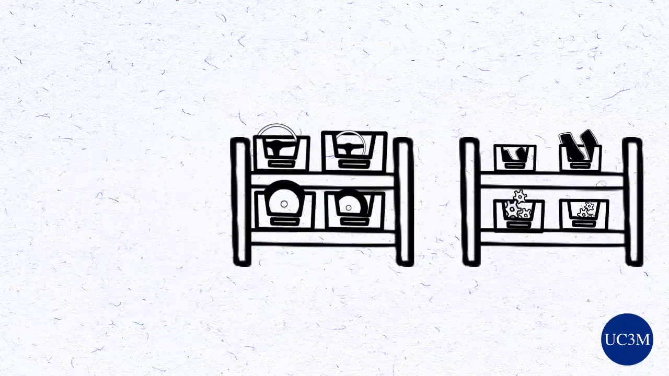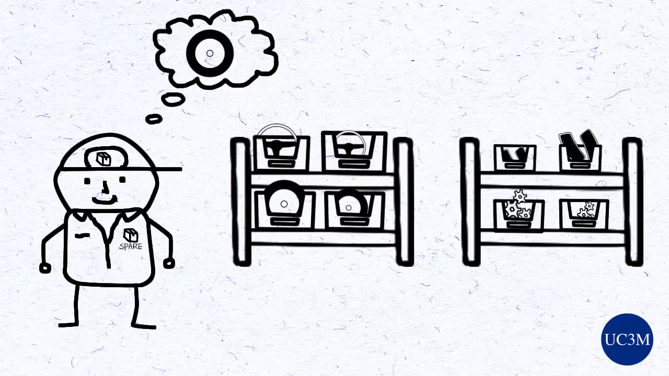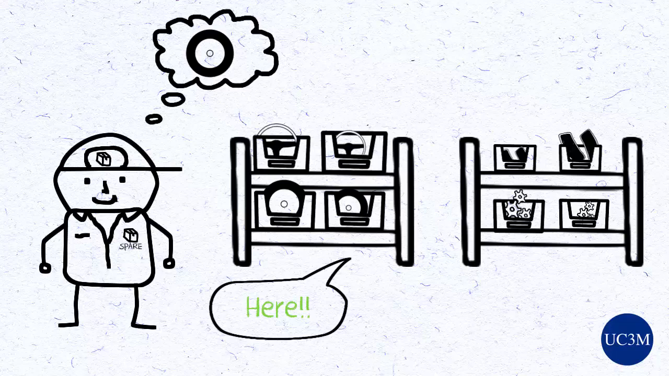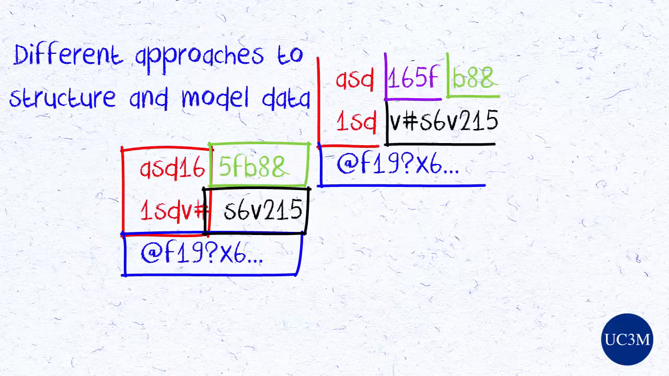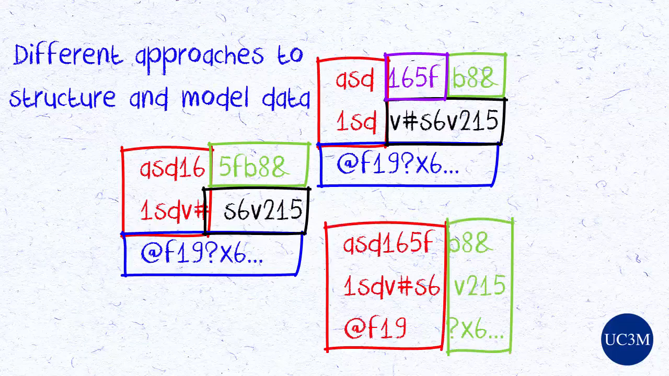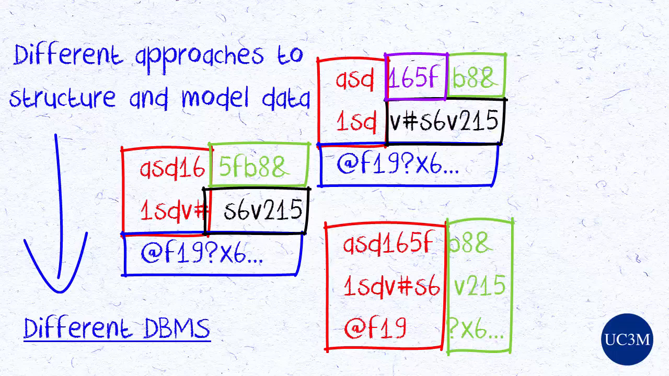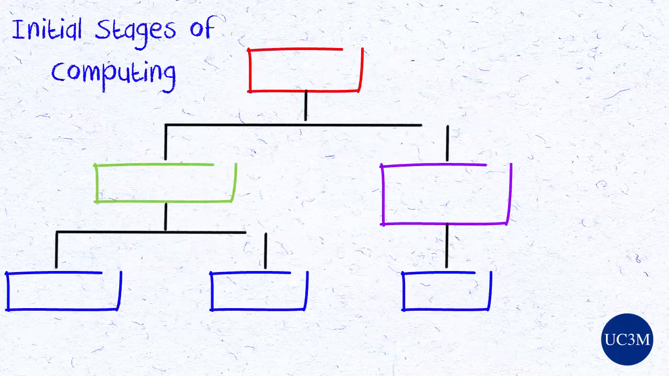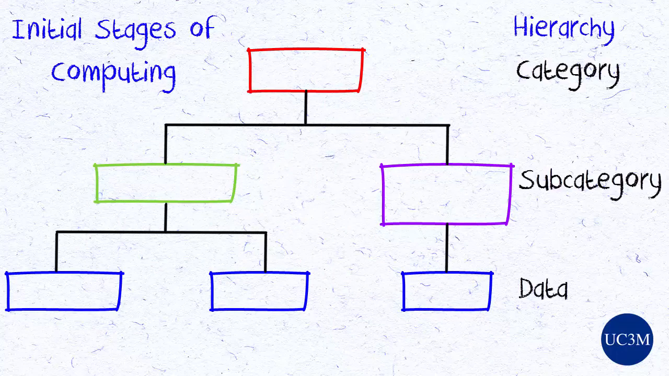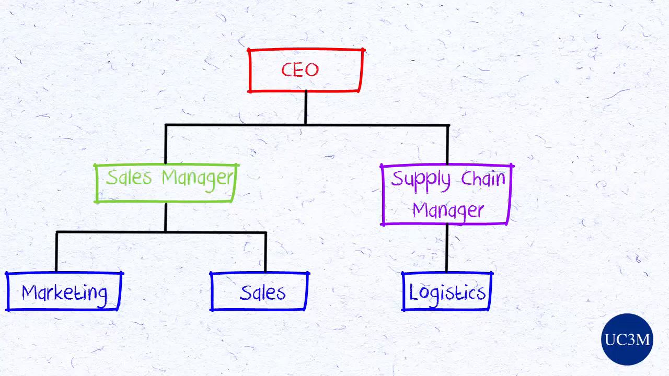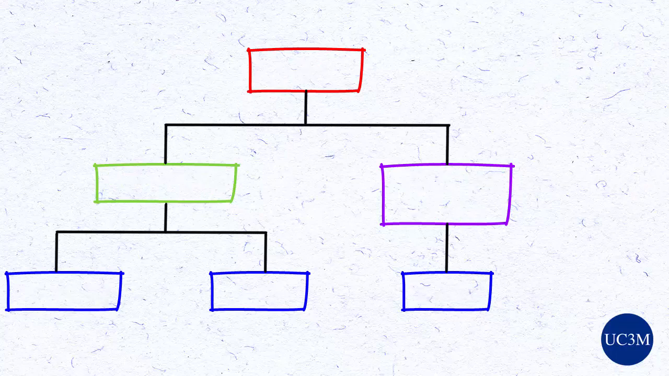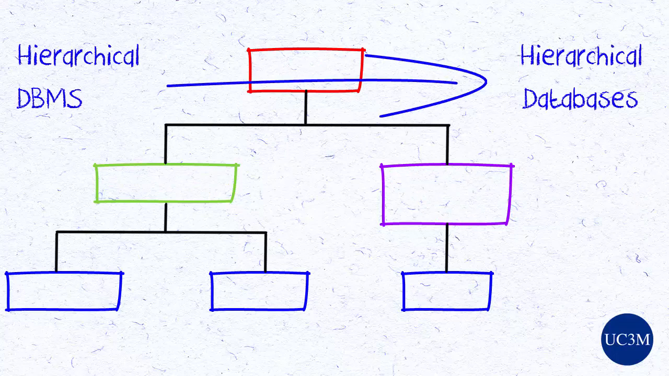The way parts are organized would in turn influence how the stockroom clerk manages them, determining, for example, how they are located and retrieved. There are also several distinct approaches to structuring and modeling data, and consequently different types of database management systems. In the initial stages of computing, data used to be organized hierarchically, in simple tree-like pyramidal structures resembling a traditional company's organization chart. So-called hierarchical database management systems were developed to manage hierarchical databases.